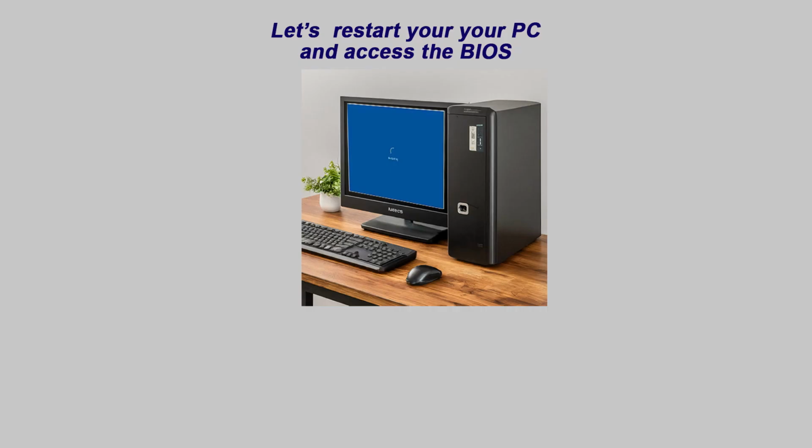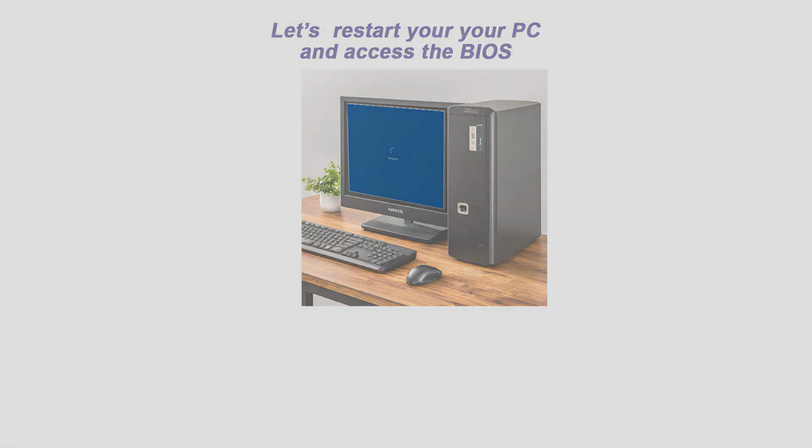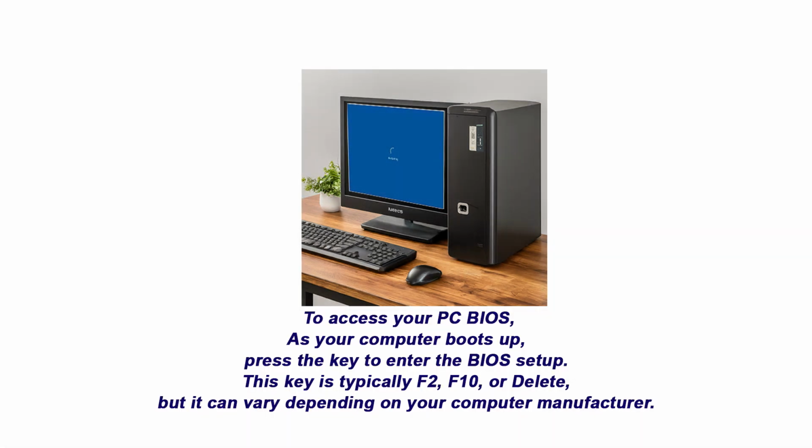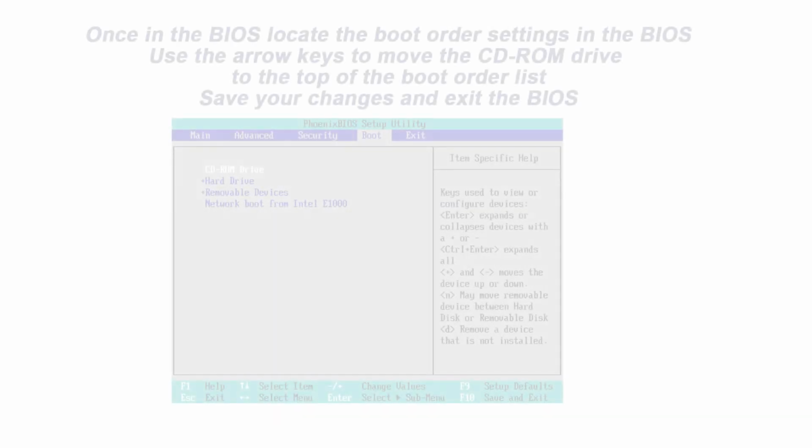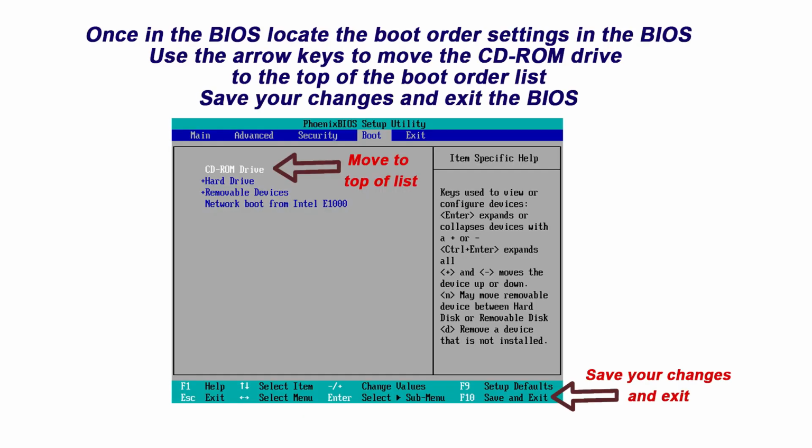Now, to access the BIOS, which is the computer startup program, we'll need to restart it. As it boots up, keep an eye out for the key that lets you enter BIOS setup. This is usually F2, F10, or delete, but it can vary depending on your computer's manufacturer. The key you need will often be displayed on the boot screen itself, so look for something like press delete to enter setup.